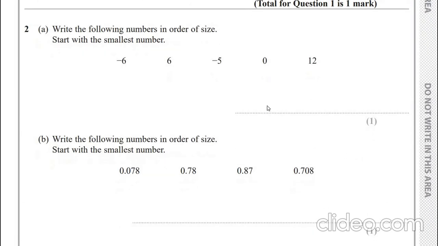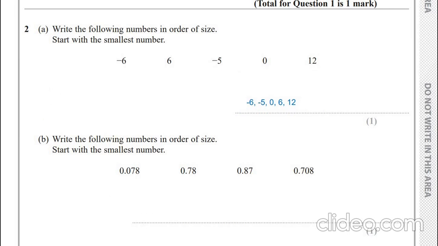Next, so we need to arrange these numbers starting with the smallest. Well, -6, that should be the smallest. And then -5, 0, 6, and 12.